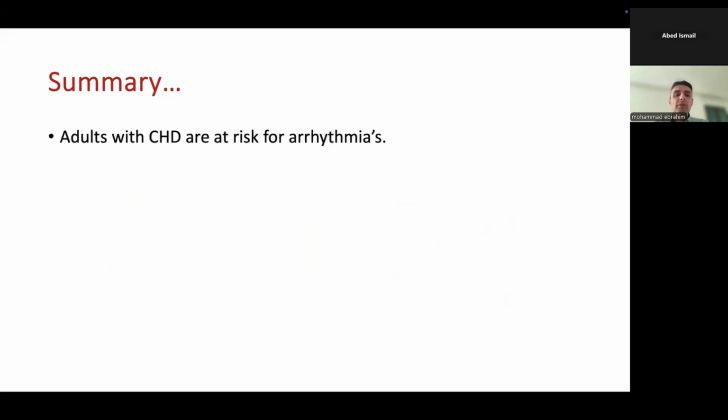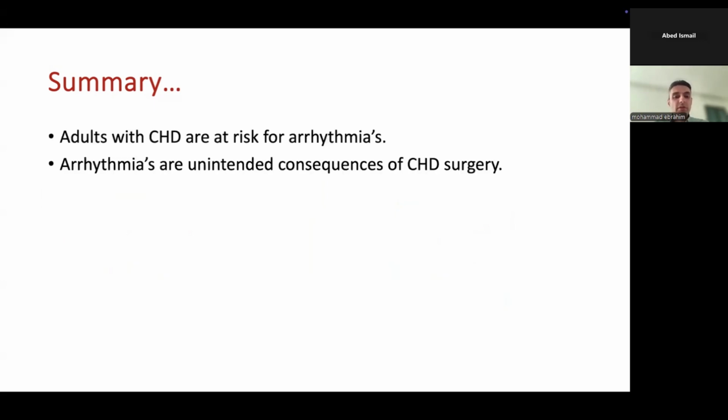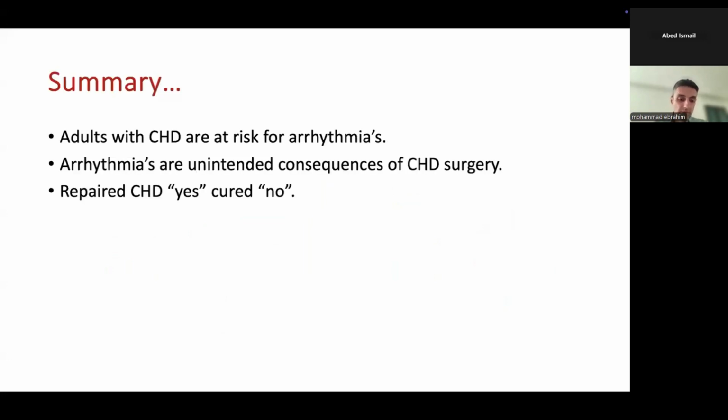So in summary, adults with congenital heart disease are at risk for arrhythmias. Arrhythmias are unintended consequences of congenital heart disease surgery. And yes, we repair congenital heart disease patients, but typically they are not cured, and hence long-term follow-up is required.